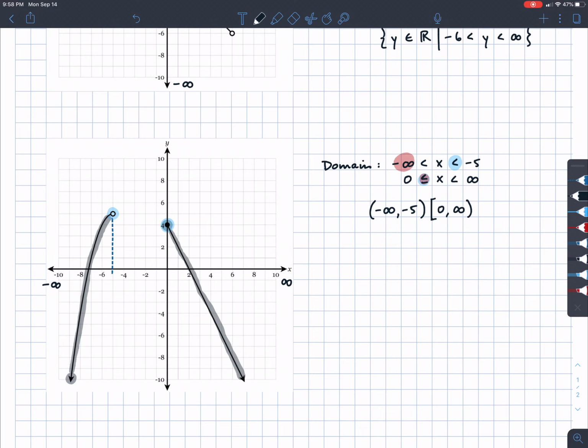Lastly, if we do our set notation, x is in the set of all real numbers, and we can say x goes from negative infinity to negative 5. And I can maybe do like a comma or a semicolon, and then 0 to infinity.